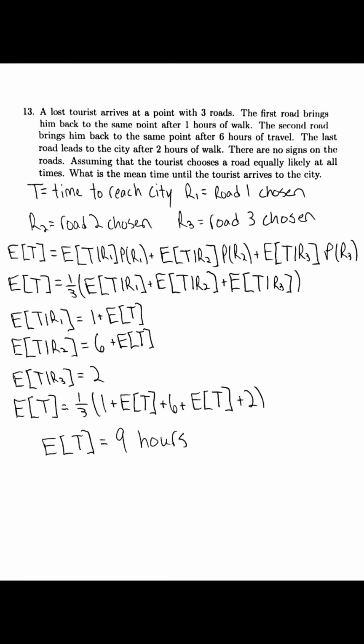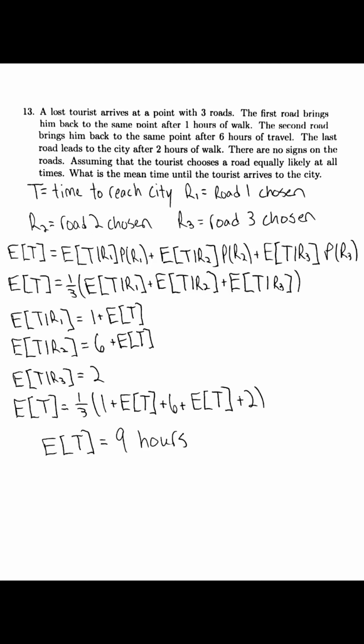Next is number 13, which says a lost tourist arrives at a point with 3 roads. The first road brings him back to the same point after 1 hour of walk. The second road brings him back to the same point after 6 hours of travel. The last road leads to the city after 2 hours of walk. There are no signs on the roads. Assuming that the tourist chooses a road equally likely at all times, what is the mean time until the tourist arrives to the city?